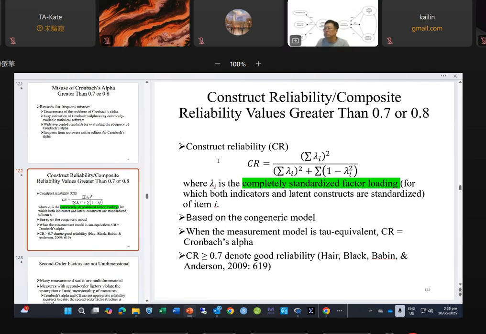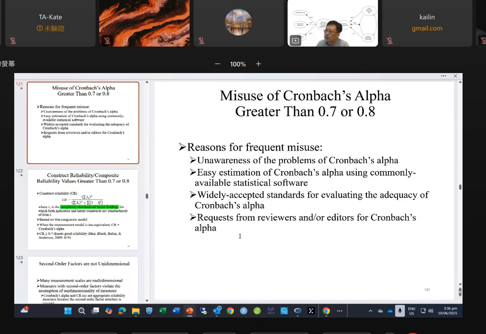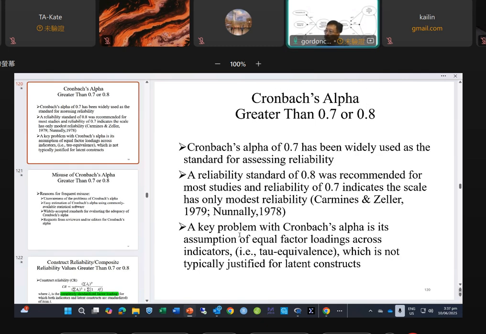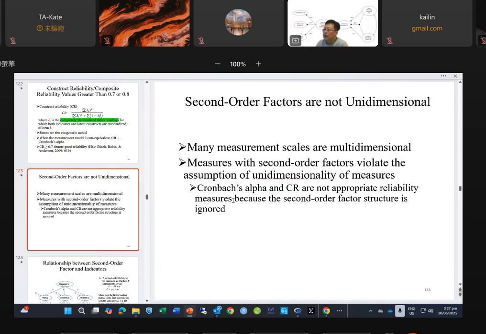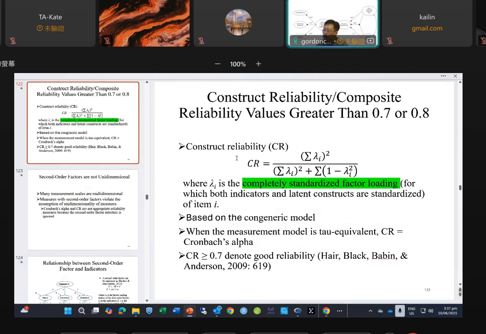I think about at least 80% of the studies report Cronbach's alpha. Over 80% of the studies report Cronbach's alpha. 20% report only construct reliability. And about 50% of the studies report both Cronbach's alpha and construct reliability, which is actually unnecessary. Okay? I found that construct reliability and Cronbach's alpha are highly correlated.